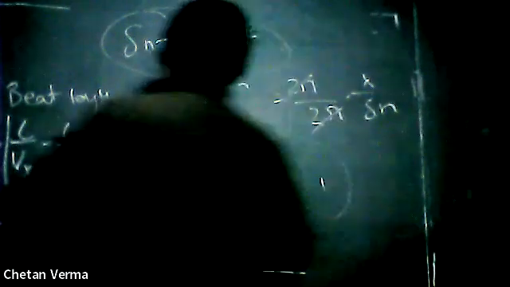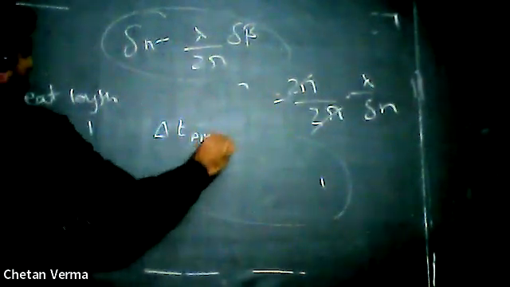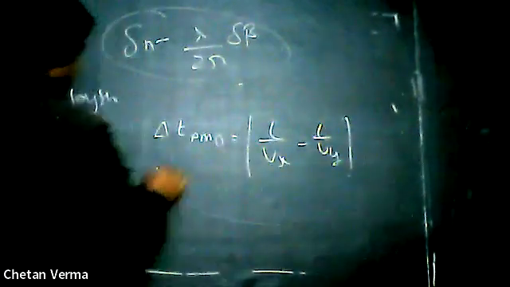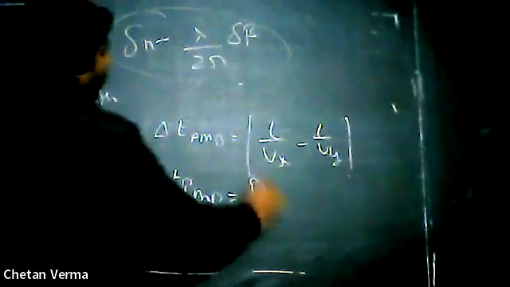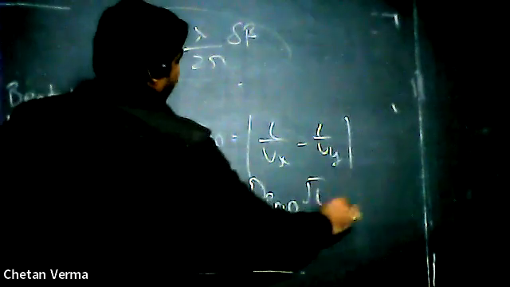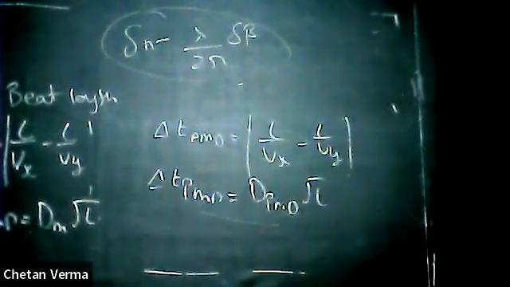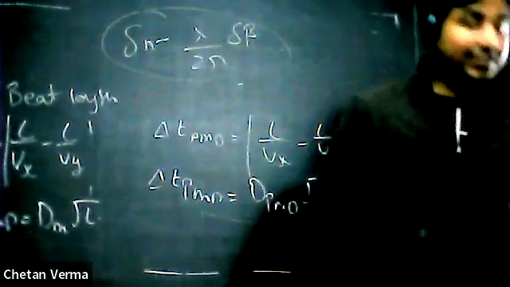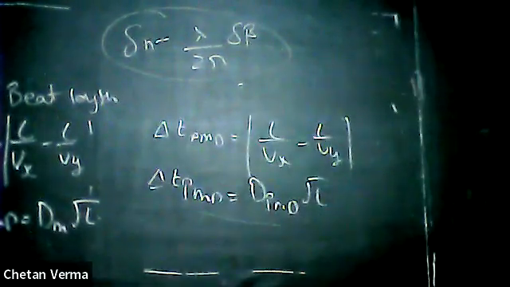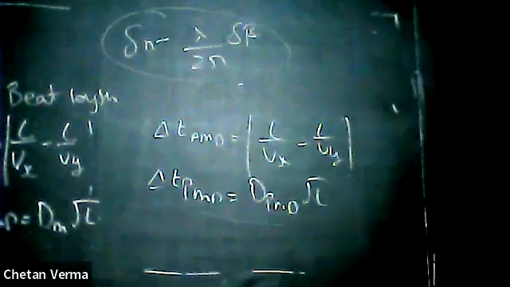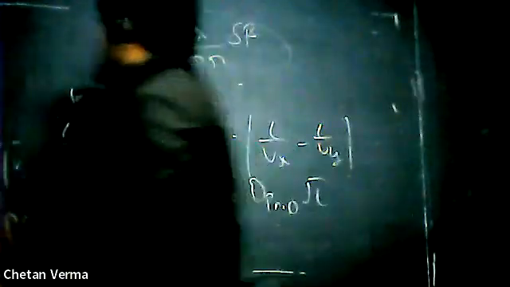According to the parameter, delta T PMD is equal to L divided by Vx minus L divided by Vy, and the formula for the dispersion parameter D PMD is delta T PMD under root of L. So that is some formula related to the dispersion parameter and the refractive index in the case of group velocity and modal birefringence. Now the numerical is based on PMD, that is polarization mode dispersion.